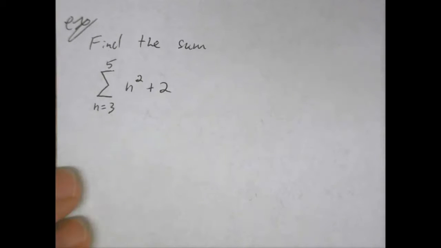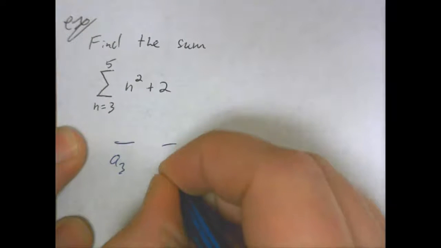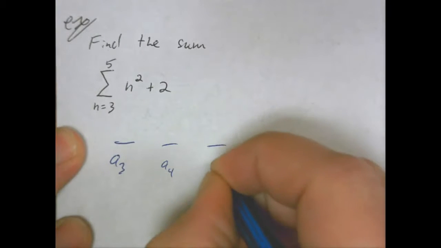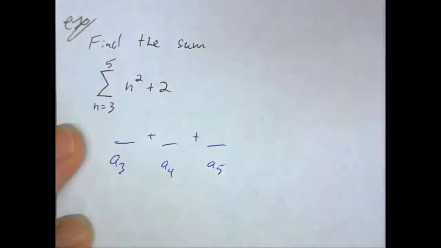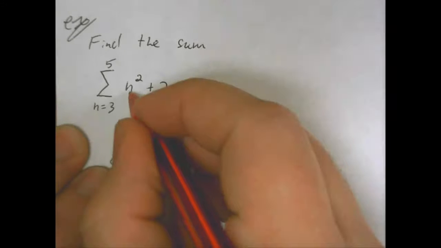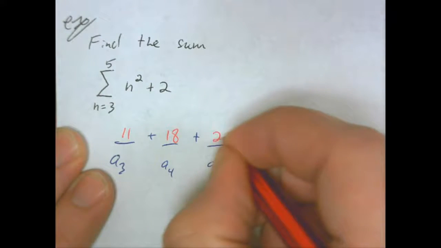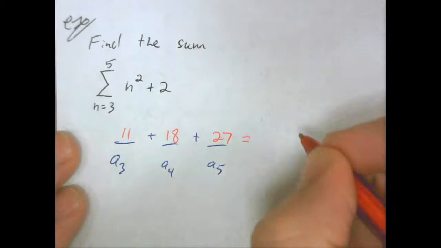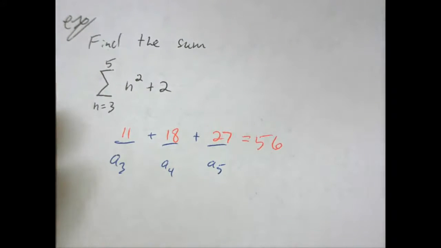Okay, and this one, find the sum. So we're finding the sum from the third term to the fifth term. So I will need to find the third term, the fourth term, and the fifth term, and add them all together. We'll use your rule. If you plug in 3, you have 3 squared, which is 9, plus 2 is 11. So that would be 18, 27. 11 plus 18 plus 27 is 38, plus 18 is 56.